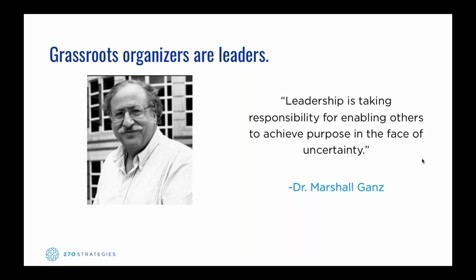And we know that in this organizing work, there is a lot of uncertainty, right? But leaders are able to still empower, engage, and mobilize people through the uncertain journey, and they're able to show a clear outcome and something that they're driving towards, a bigger picture that helps to inspire those that they're organizing. So organizing really is about leadership.